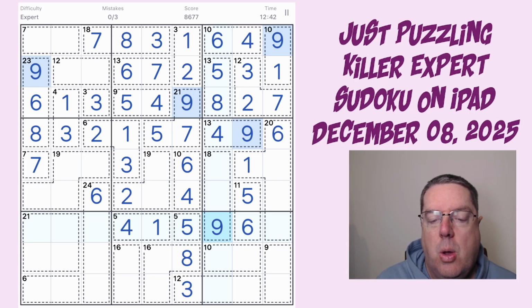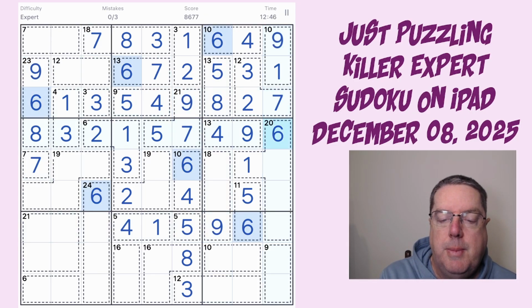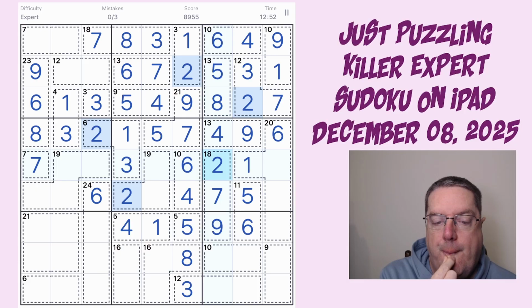Alright, so 7 can't be here, so 7's here. 7 comes across here, so that's a 7, leaving this to be a 2. Okay, still got 9 and 8 here is a problem. 8 here with a 3, so 2 is going to be this one.